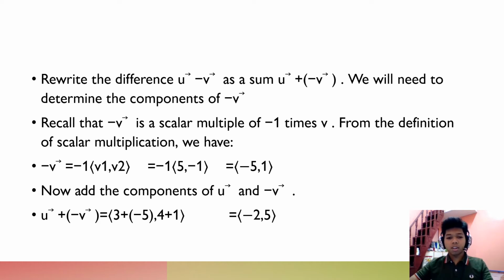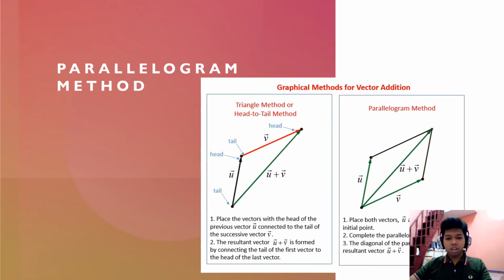Now add the components of u and negative v, which is u plus negative v equals (3 plus -5, 4 plus 1), and the answer is (-2, 5). These are the differences between the triangle method and the parallelogram method.